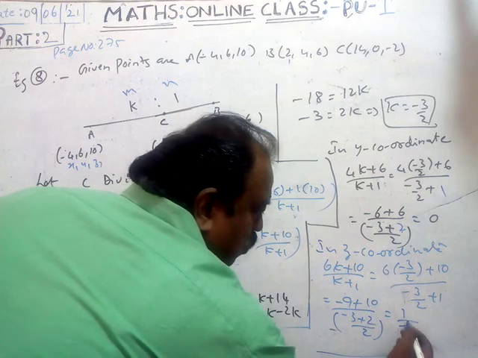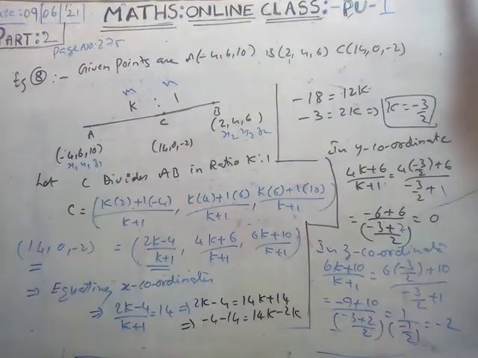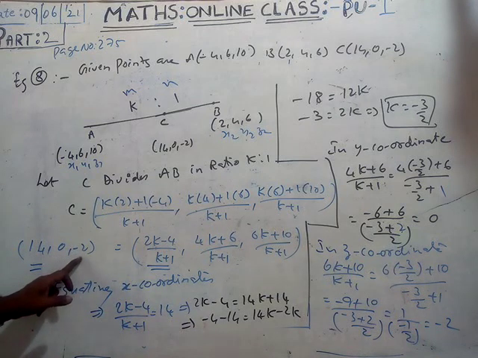Minus 3 plus 2 is minus 1 by 2. So it is minus 2. Okay? Yes, minus 2 is there.